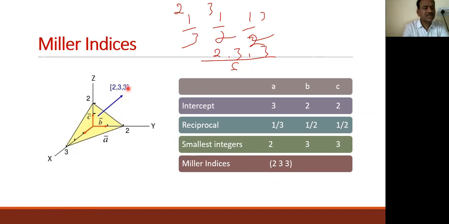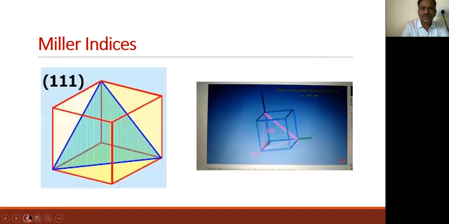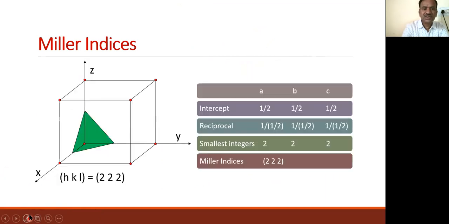It can also be represented in square brackets. Next, students, I'll give one more example. Here, this plane, you see, is one plane. This is the origin. It is one lattice point.